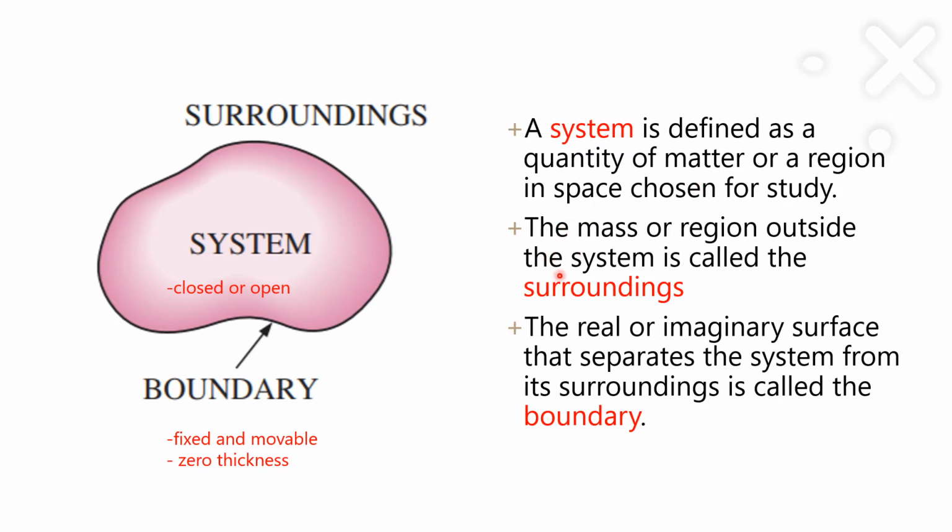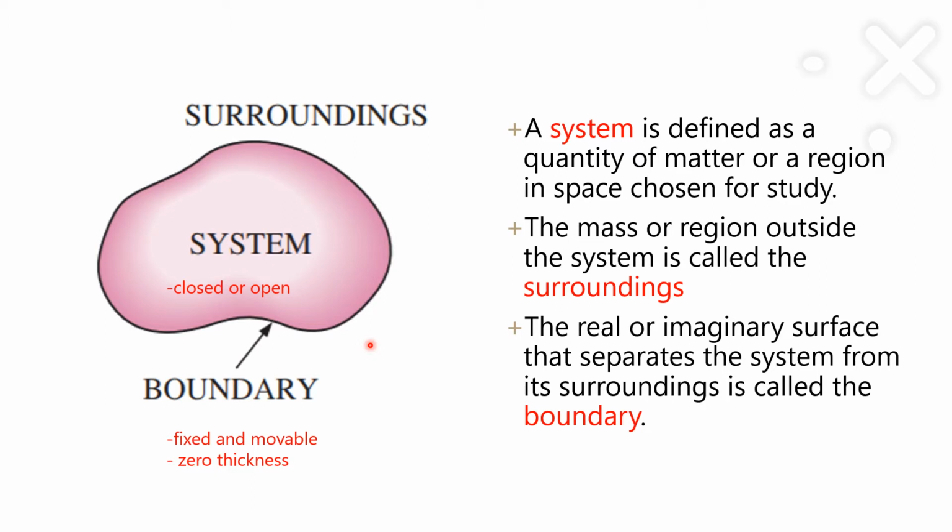A system is defined as a quantity of matter or a region in space chosen for study. Take for instance, let's consider this figure as our system. A system can be closed or open, and the mass or region outside the system is called surroundings. And this real or imaginary surface that separates the system from its surroundings is called the boundary. The boundary of a system can be fixed or movable. Note that the boundary is the contact surface shared by both the system and the surroundings.